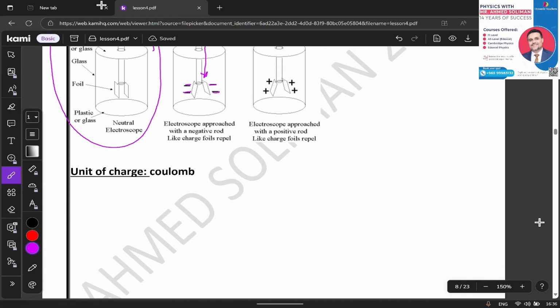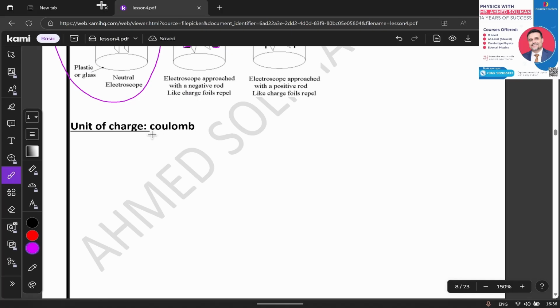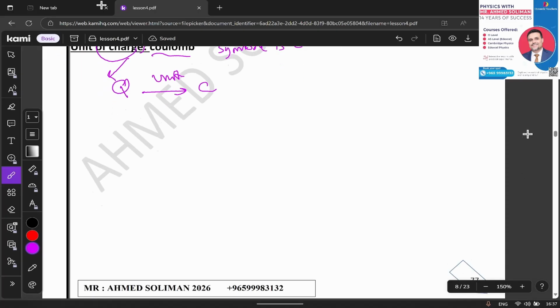Okay. Now, what is the unit of charge? Coulomb is the unit of charge. The symbol is what? C, Coulomb. So the symbol of charge is Q, and the unit is Coulomb.